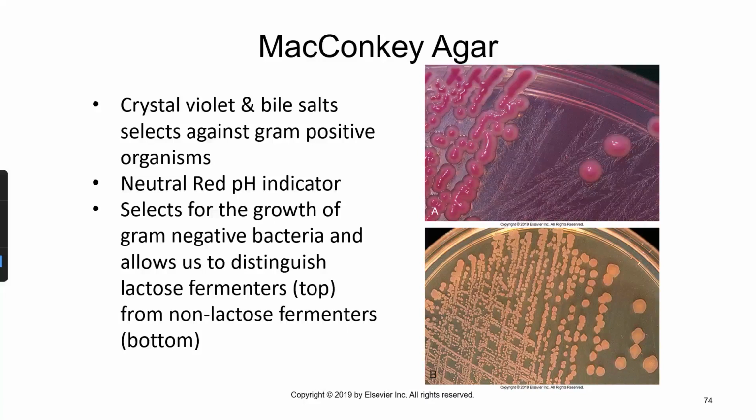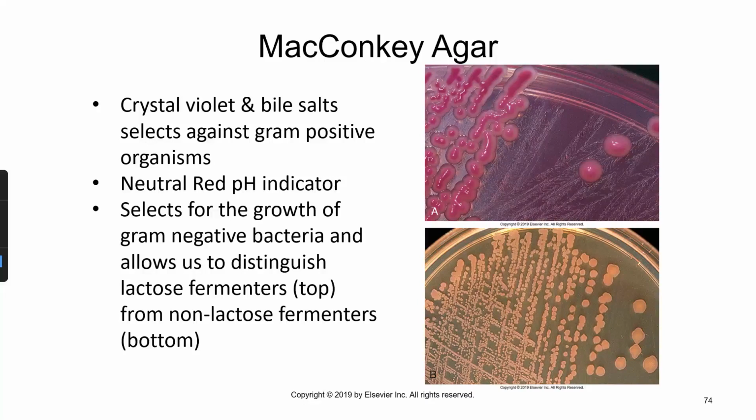So that makes it selective. So it selects against gram-positives, meaning that it doesn't allow those gram-positives to grow. It selects for gram-negatives, meaning that it will allow the gram-negatives to grow. The next thing is it's a differential medium. So it contains lactose and that neutral red pH indicator. So if the bacterium can eat lactose, it can ferment lactose, it's going to produce that pink color. So you can see on the top, that's pink, so that's a lactose fermenter.